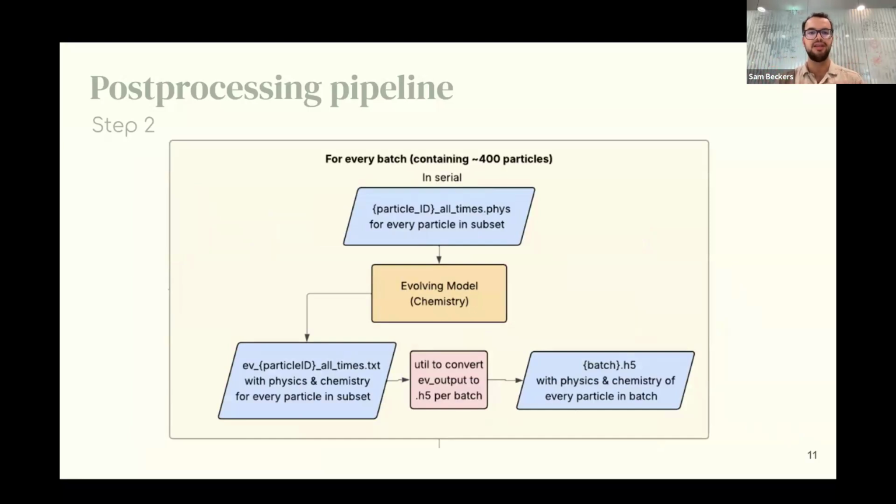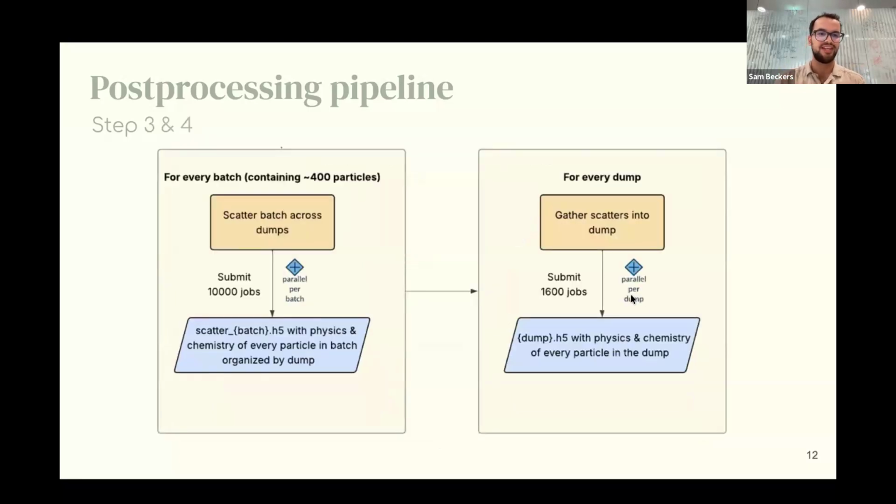And then in serial, we calculate the chemistry. That's what's happening here. We eventually convert that to one file per batch with all the physics and the chemistry of every particle in that batch. So the parallelism comes from the 10,000 jobs, and then it's 400 particles in serial. Once we have every batch, we want to organize it in dumps. So we get back the time steps, and therefore we need to scatter that batch across dumps.